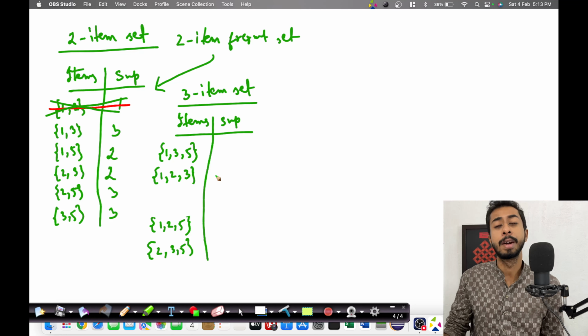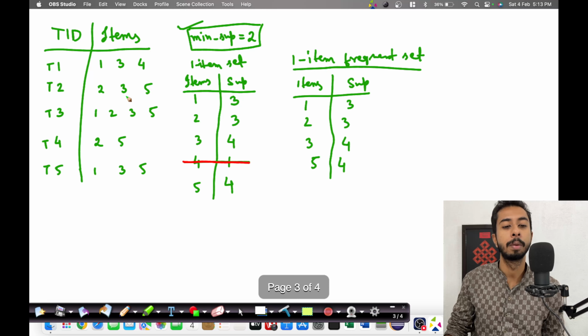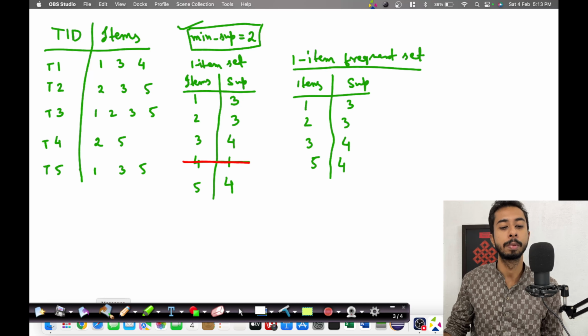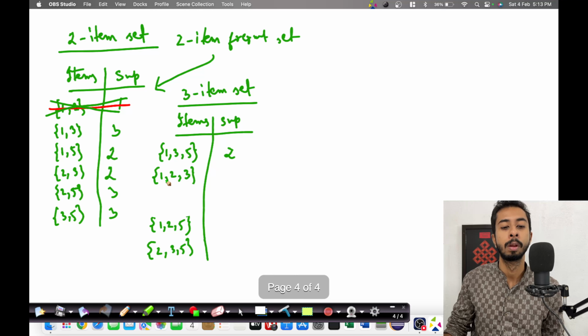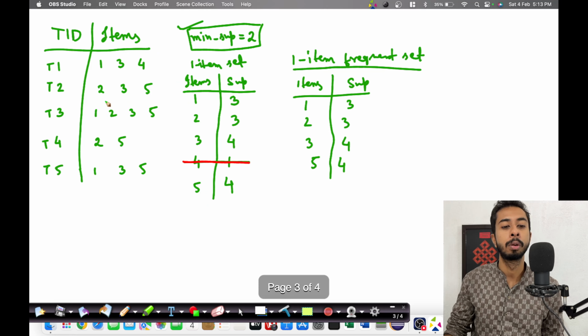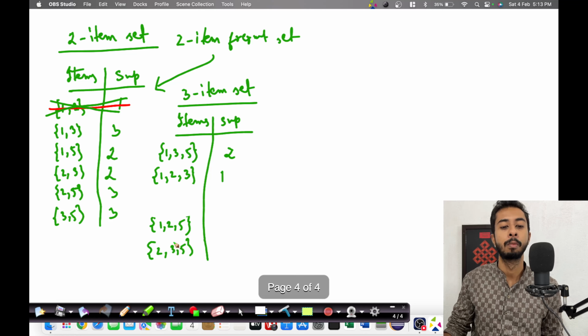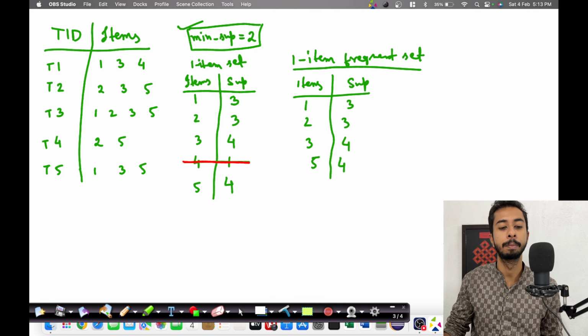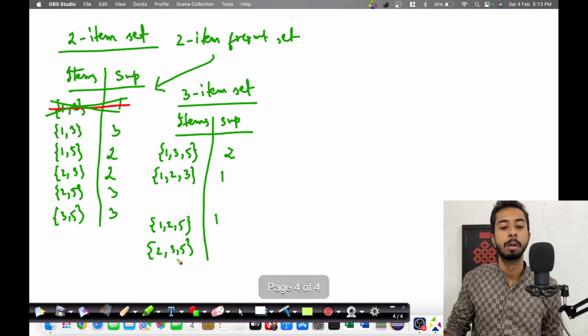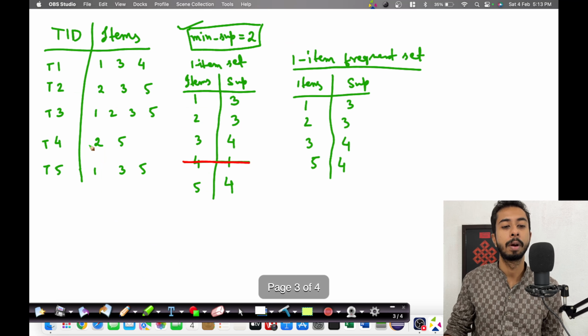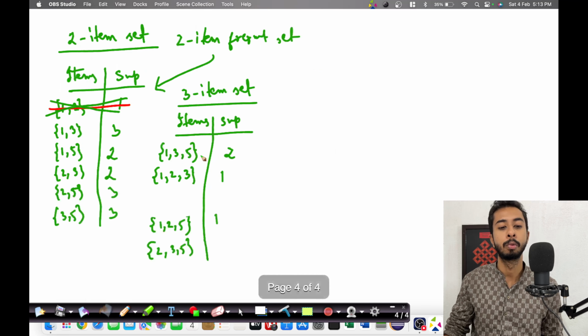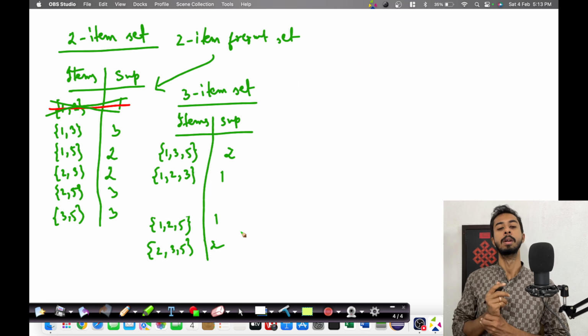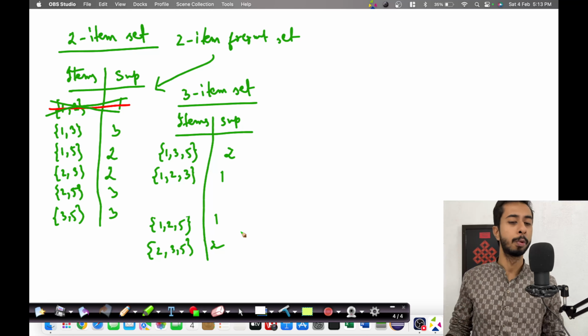So let's write the support count. 1 3 5: how many times has 1 3 5 occurred? 1 3 5 no. 1 3 5 yes. 1 3 5 yes. 2 times. So let's write 2. 1 2 3: 1 2 3 no, 1 2 3 no, 1 2 3 yes. So 1 time. 1 2 5: 1 time. 2 3 5: 1 time, 2 3 5 again. So 2 times. Right. So these are the supports in the 3 item set.